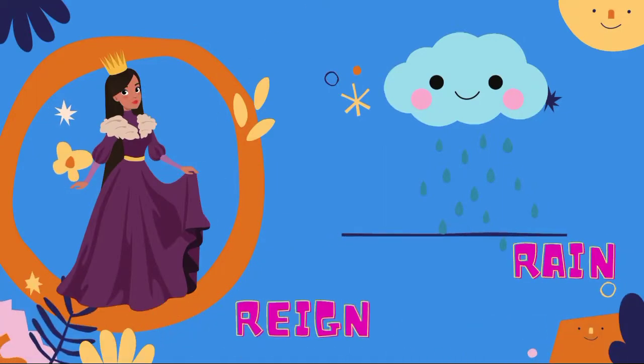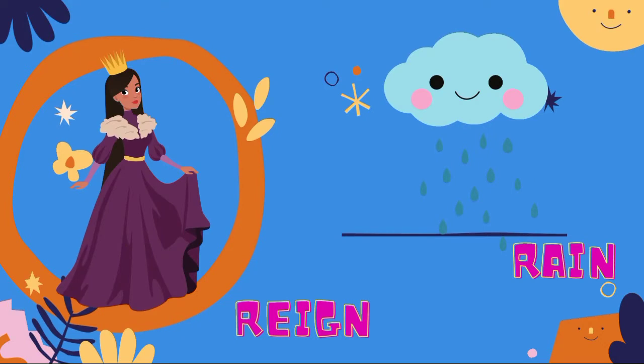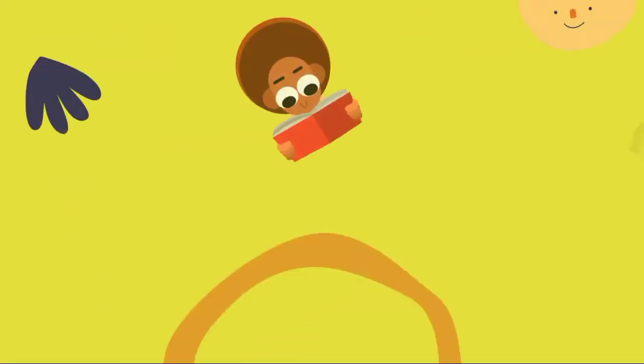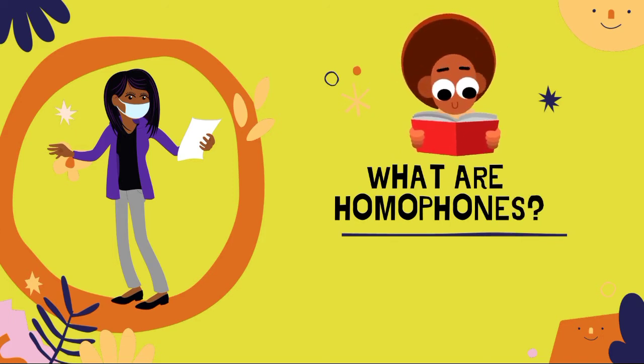However, we also have some homophones that are spelled differently, but the pronunciation is the same. For example, reign. The queen reigns. May he reign forever. The rain and rain, like rainfall. It's rained. It rains. It's raining. Now, the pronunciation is actually the same, but the spelling and the meaning are different.